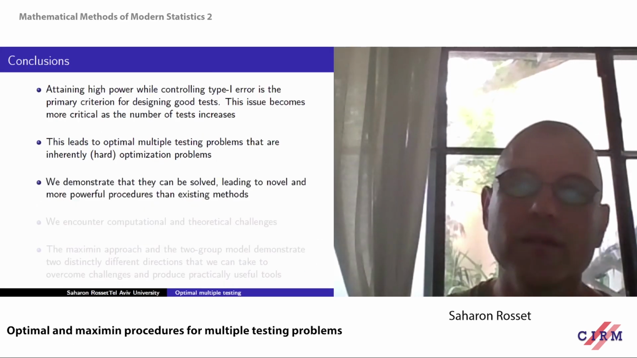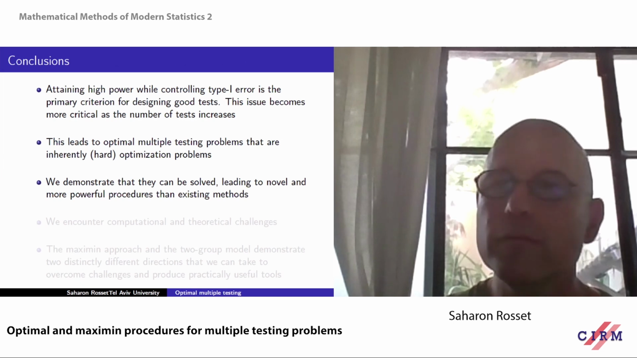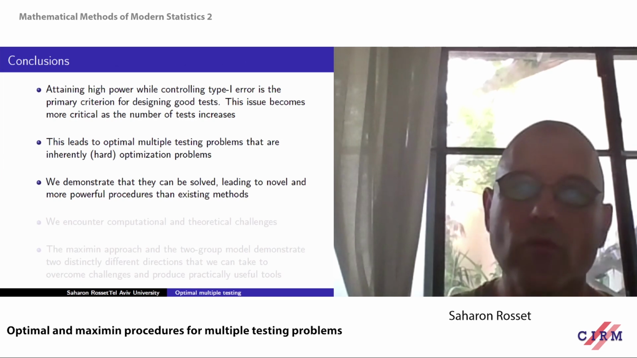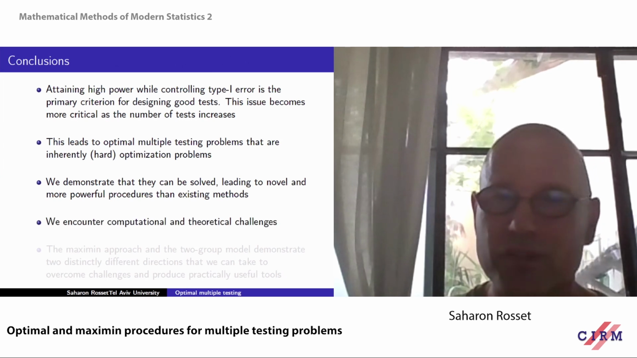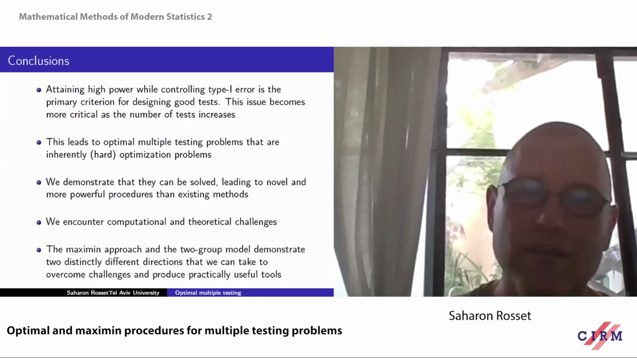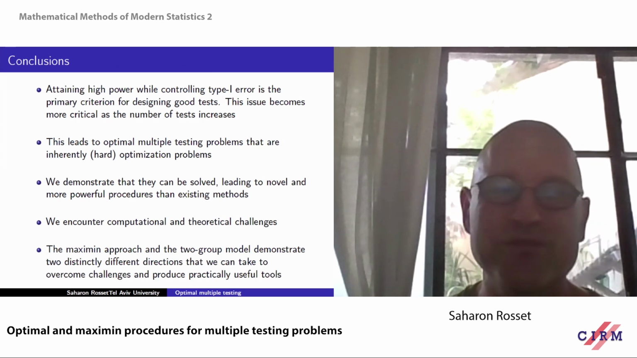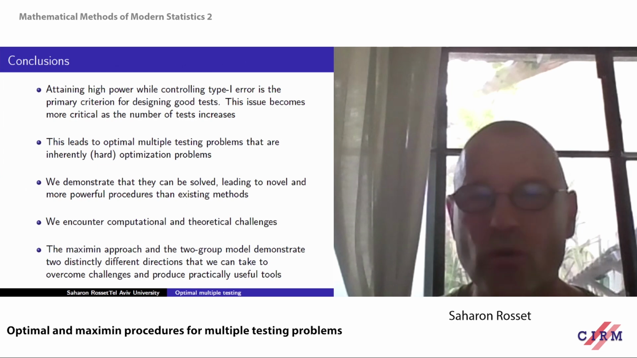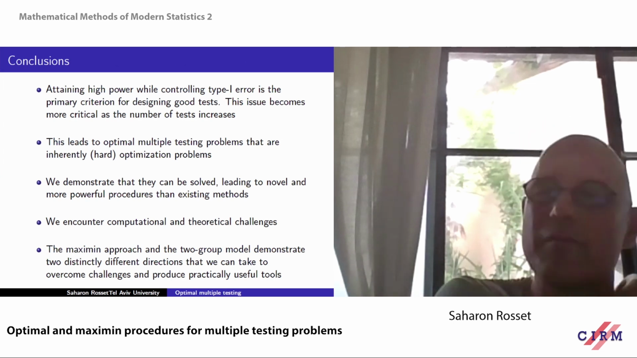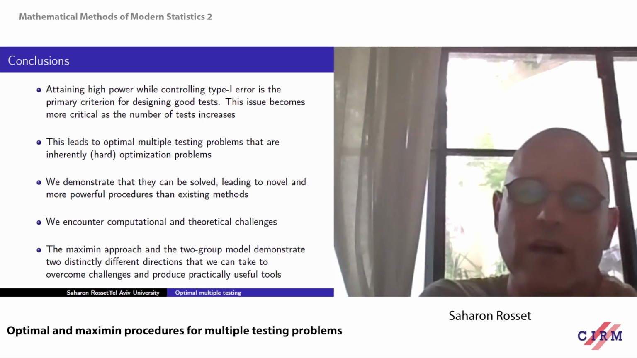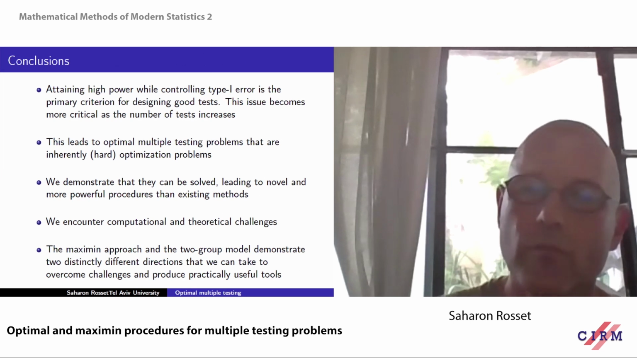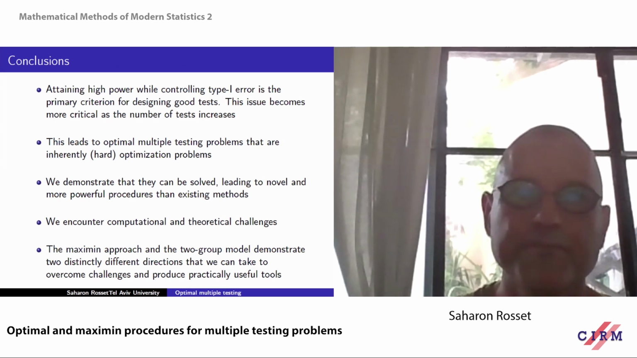What I demonstrated is that in principle, it can be solved and give these novel and more powerful procedures, but there are substantial computational and theoretical challenges. The maximin approach that I presented, plus maybe the addition of monotonicity, and the two-group model that's going to be presented in Ruth Heller's talk, are two directions that to some extent overcome the challenges and produce practically useful tools.